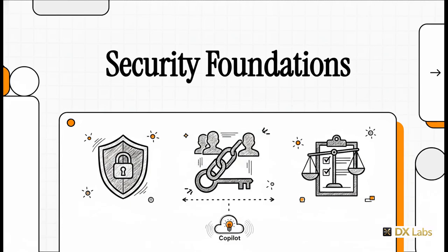To absolutely crush the AB 900 exam and really grasp Microsoft 365 administration, you've got to master the foundations: security, identity, and compliance. Because these are the crucial baselines ensuring your users, devices, and data are totally locked down before you even think about deploying advanced AI tools like Copilot.